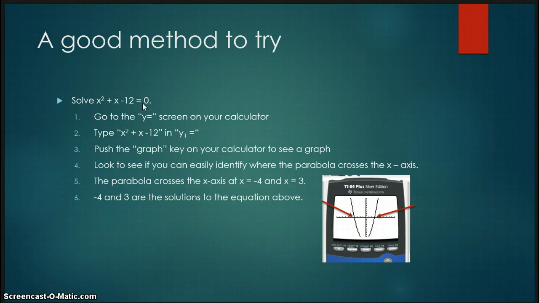We do not enter the equals 0, we just enter the left-hand side, x squared plus x minus 12, into y1. We can then press the graph key on our calculator and it will show us a picture of the parabola. In this case, we see that it does have two solutions, and those solutions are at x equals 3 on the right side and x equals negative 4 on the left. So that's how we write our solutions.